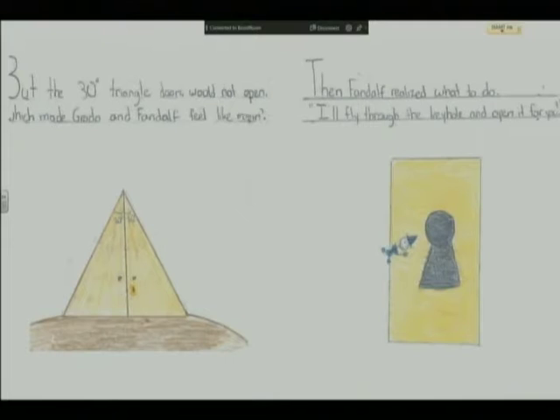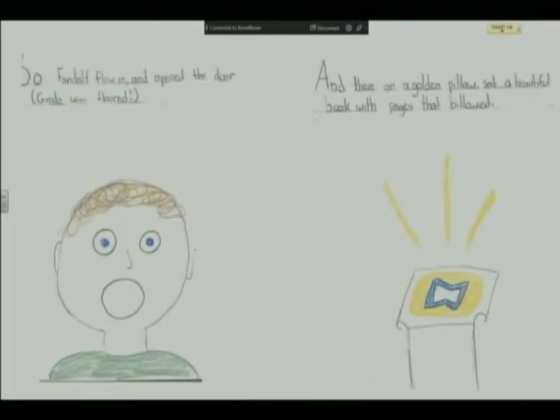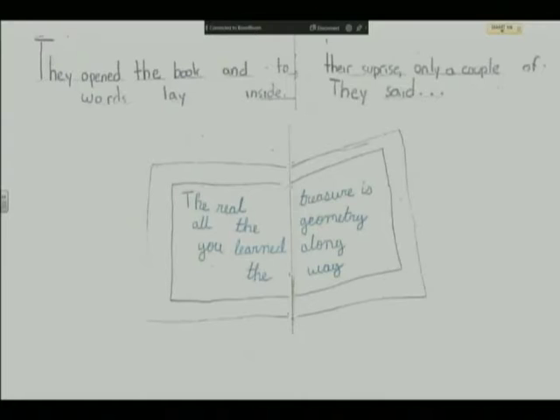But the 30-degree triangle doors would not open, which made Grotto and Fandolf feel like mopin'. Then Fandolf realized what to do. "I'll fly through the keyhole and open it for you." So Fandolf flew in and opened the door. Grotto was floored. And there on a golden pillow sat a beautiful book with pages that billowed. They opened the book, and to their surprise, only a couple of words lay inside. They said, "The real treasure is all the geometry you learned along the way."